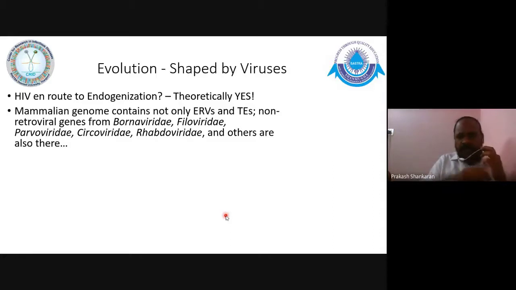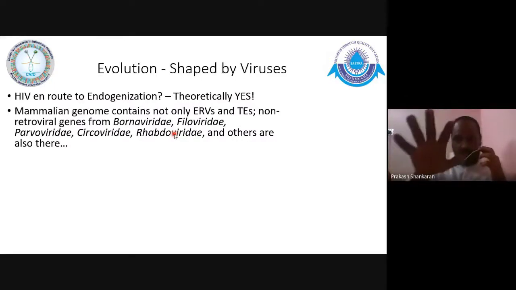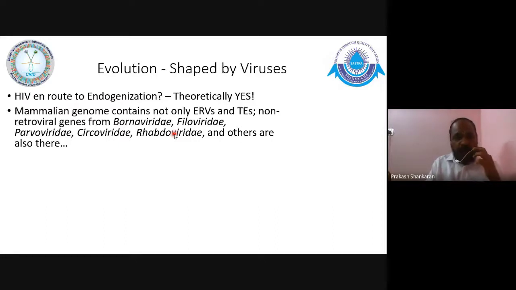A lot of viruses, not only retroviruses, there are different DNA viruses, Bornaviridae, Filoviridae, Rhabdoviridae. Most of us, they are there in us. So that's what I said. These viruses, not only retroviruses but different viruses, have left remnants or traces in us, and that's why we are almost half viruses.